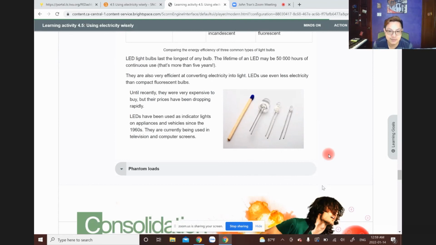They are very efficient at converting electricity into light. Their price has been dropping rapidly, even though they are still very expensive to buy. They have been used as indicator lights on appliances and vehicles since 1960, and are usually used in television and computer screens.